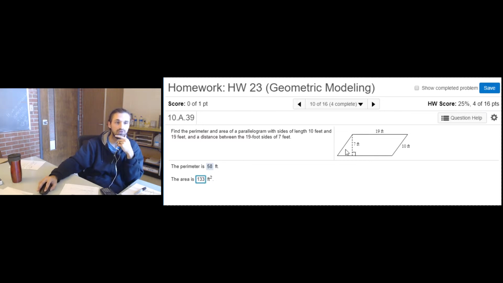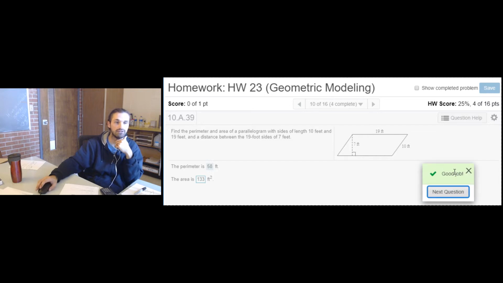You could cut this up into a triangle section and a rectangular section, which might be nice, but then recognize you would be pressed to find the distance between here and here. So recognize it's not 19. The 19 distance is from this vertex to this vertex. So let's go ahead and check this answer. And that is how you find the area of a parallelogram. Simply take the height and then multiply it by the length of your base.